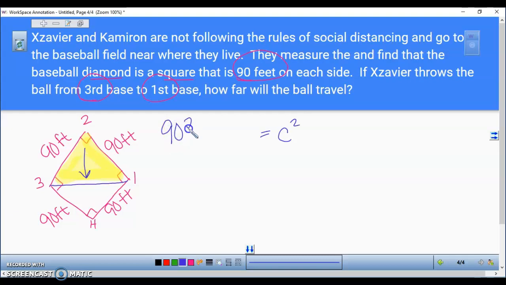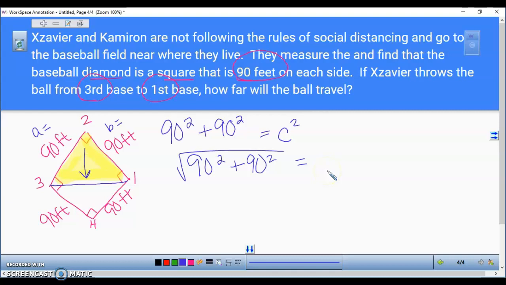So we have 90 squared plus 90 squared, because those are both my legs, A and B. I'm going to use the shortcut here, the square root of 90 squared plus 90 squared. I'll put that into my calculator. Let's still round to the nearest hundredth. Rounded to the nearest hundredth would be about 127.28 feet. So that's why you want a third baseman with a really strong arm, because they are throwing the furthest distance, diagonally across from third to first.